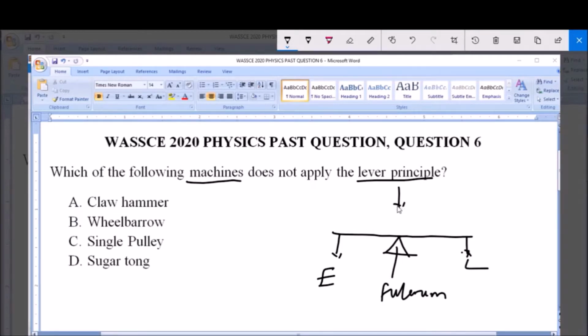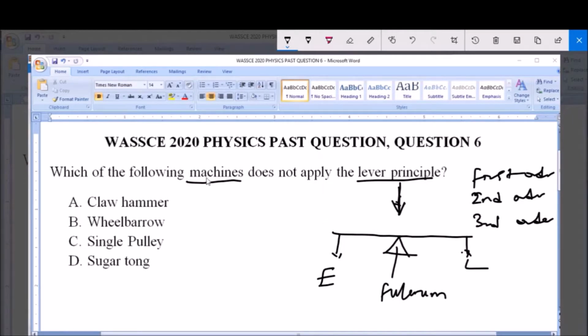Now, this lever principle works in three forms. We have the first order lever, the second order lever, and the third order lever. And this is based on the position of the three main parts of a lever, that is the effort, the fulcrum, and the load.